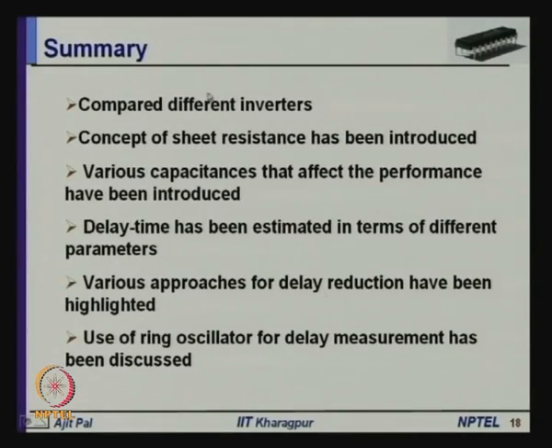Now it is time to summarize what we have discussed. We have compared the performance of different types of inverters, and we have seen CMOS is the inverter of choice. We have introduced the concept of series resistance. We have introduced various types of capacitances that you encounter in VLSI circuits, and discussed how delay time can be estimated. I have highlighted how the delay time can be reduced by controlling different parameters. Finally, I have discussed the use of a ring oscillator for delay measurement. Okay. So with this we have come to the end of today's lecture.